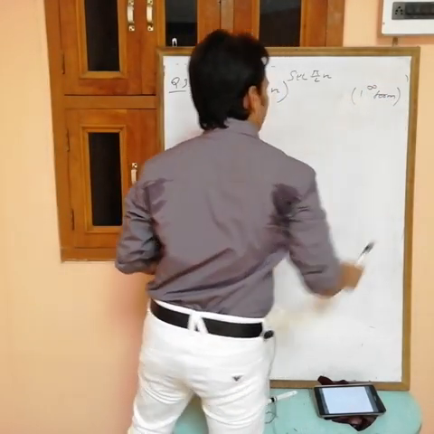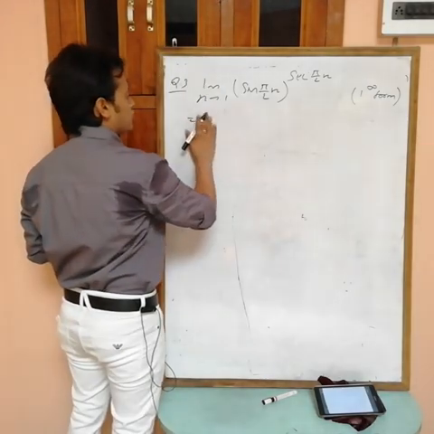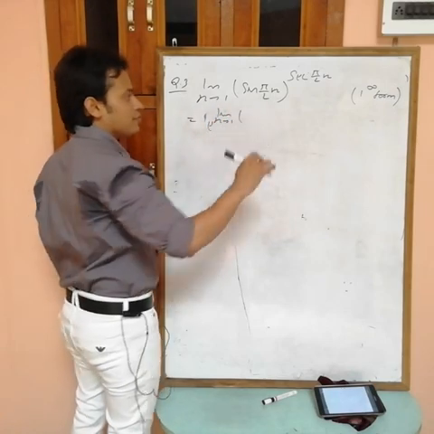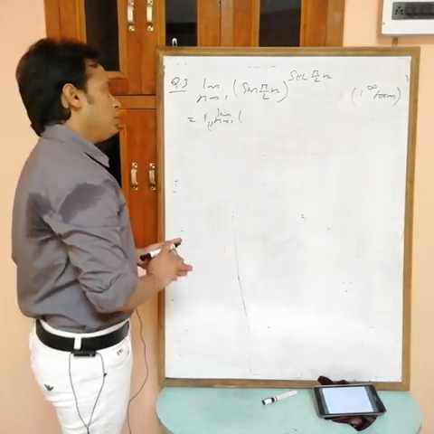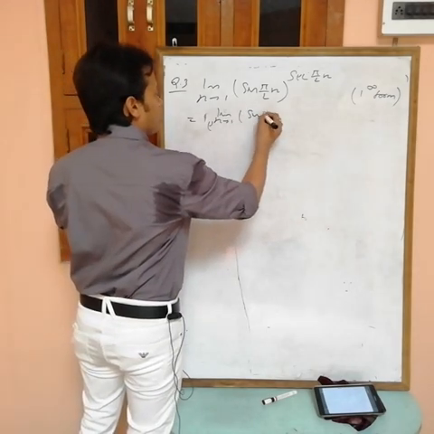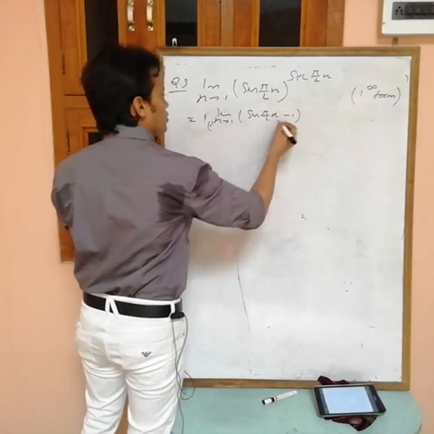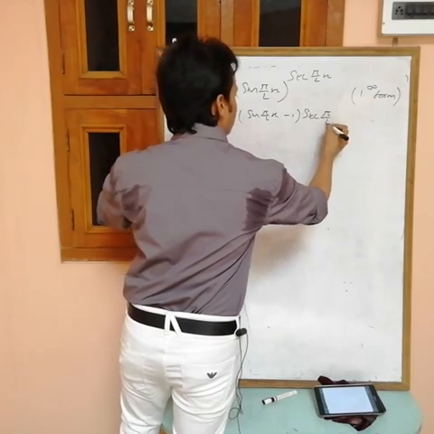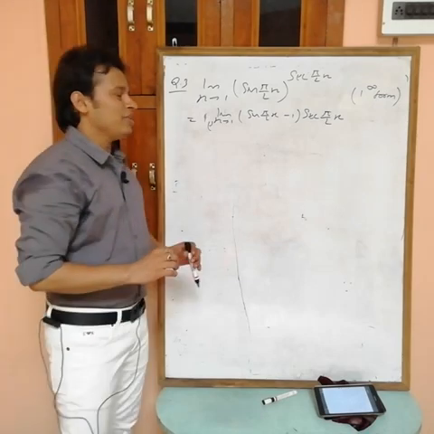If you have 1 power infinity form, then you can use the formula. Formula is e power limit x tending to 1 of fx minus 1 into gx. Here fx is sin pi by 2x, so sin pi by 2x minus 1 into gx, where gx is sec pi by 2x. Okay, this one. Now can you simplify this one?